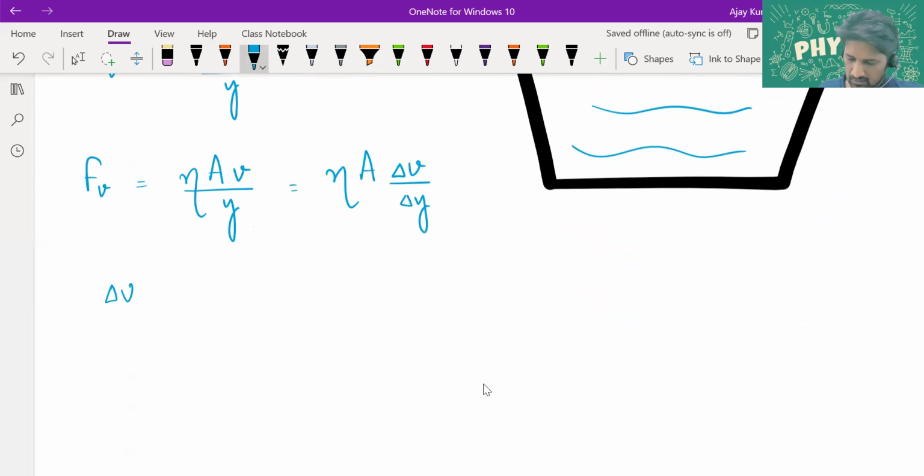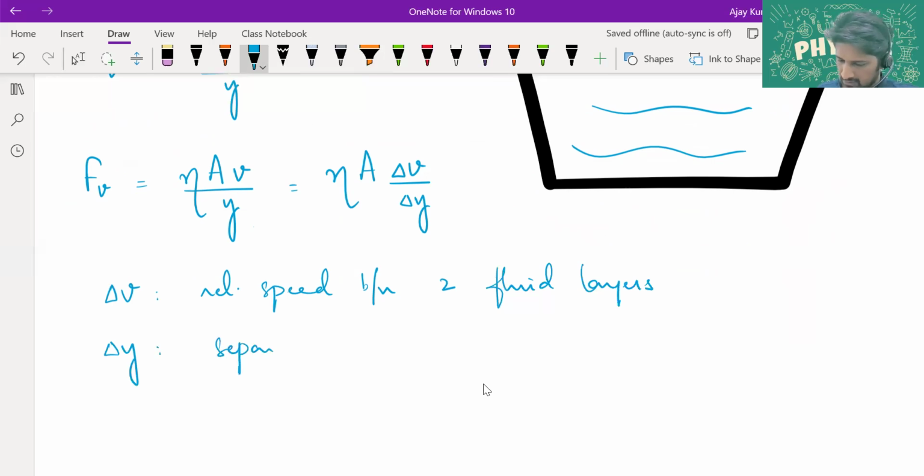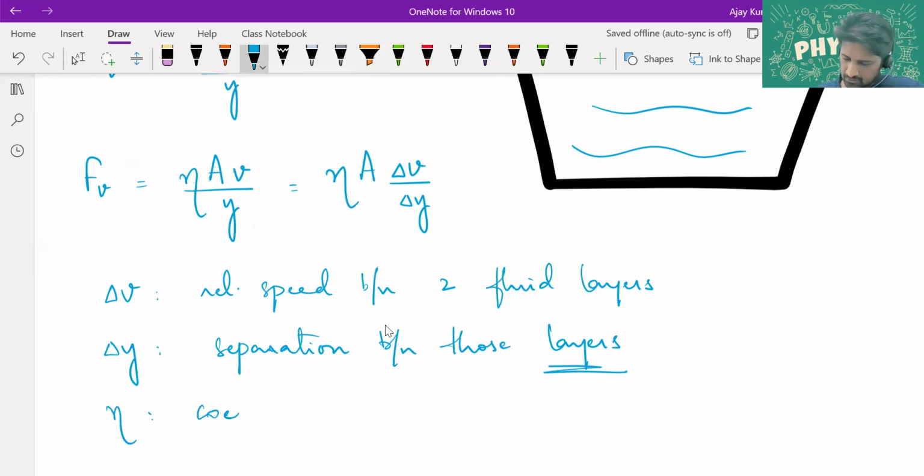What is delta v here? Relative speed between two fluid layers. If you take the first layer and the last layer, it becomes v minus 0, which is v. If you take any other two layers, it's v2 minus v1. Relative speed between two fluid layers. And delta y is the separation between those two layers. That's all. Eta is called the coefficient of viscosity, or sometimes they just call it the viscosity of the fluid.